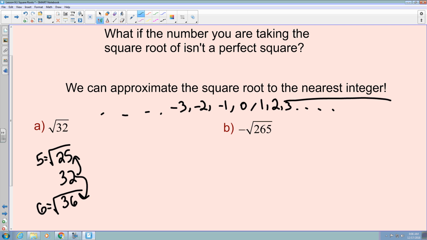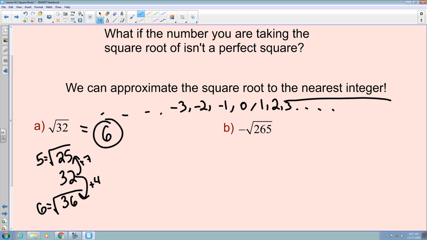If you look here, it looks like it's 4 away. When I look here, it's what, 7 away. So it's closer to 6. So to approximate to the nearest integer, I would say that my result is 6.